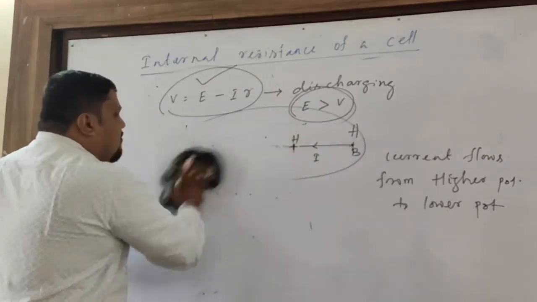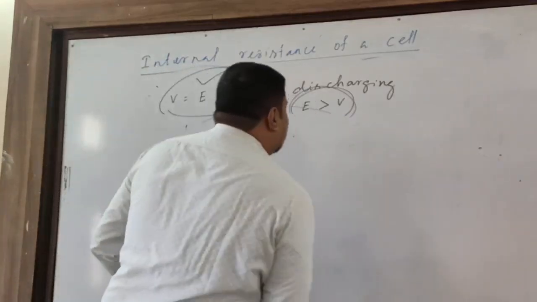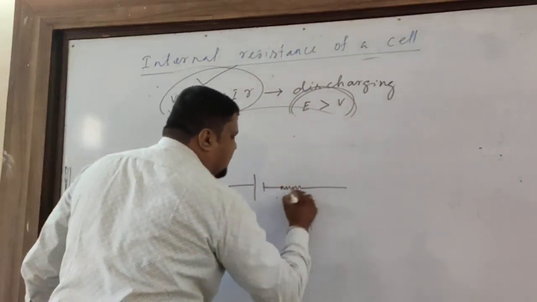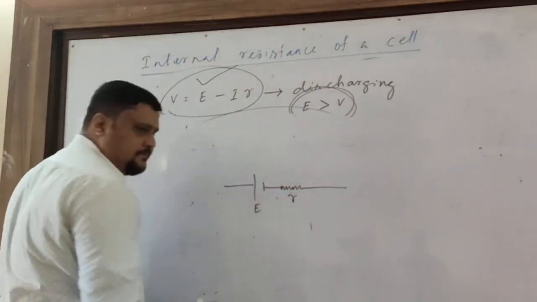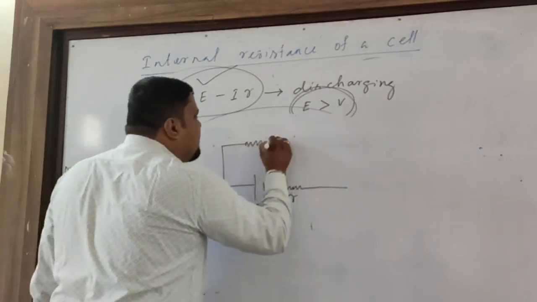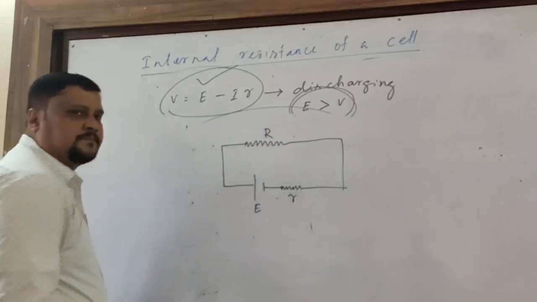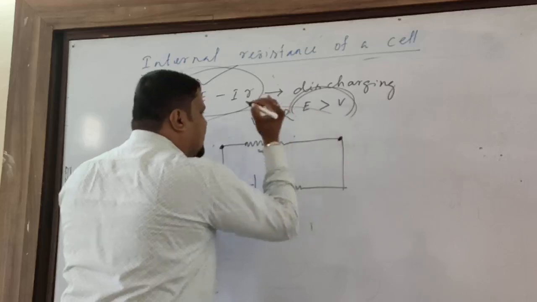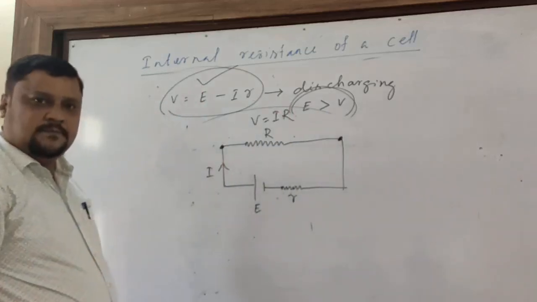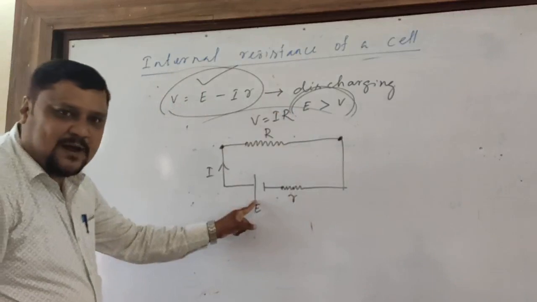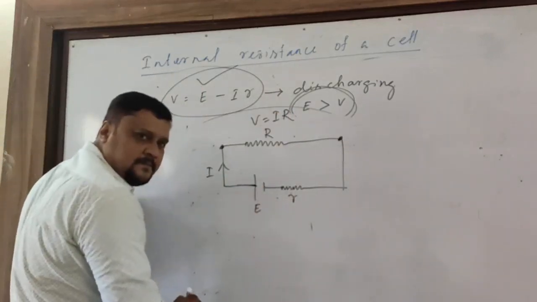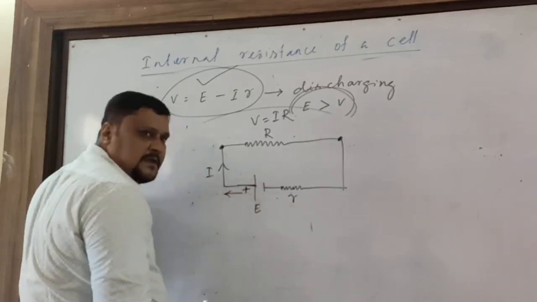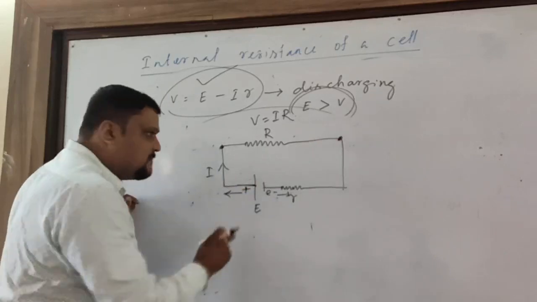Next we will go to another thing: what does E greater than V mean? Suppose this is the cell with the internal resistance r, that is the EMF, and there is a resistor R connected. Potential drop comes, suppose current I goes. In this case, discharging means what? The current comes from the cell, means the positive charge comes from this cell. If electron, the electron comes to this cell from the negative.